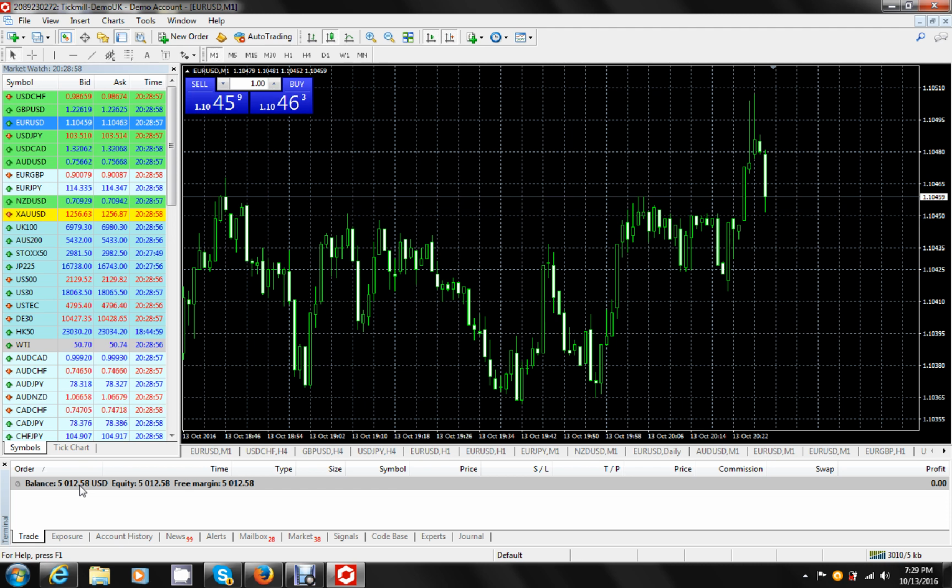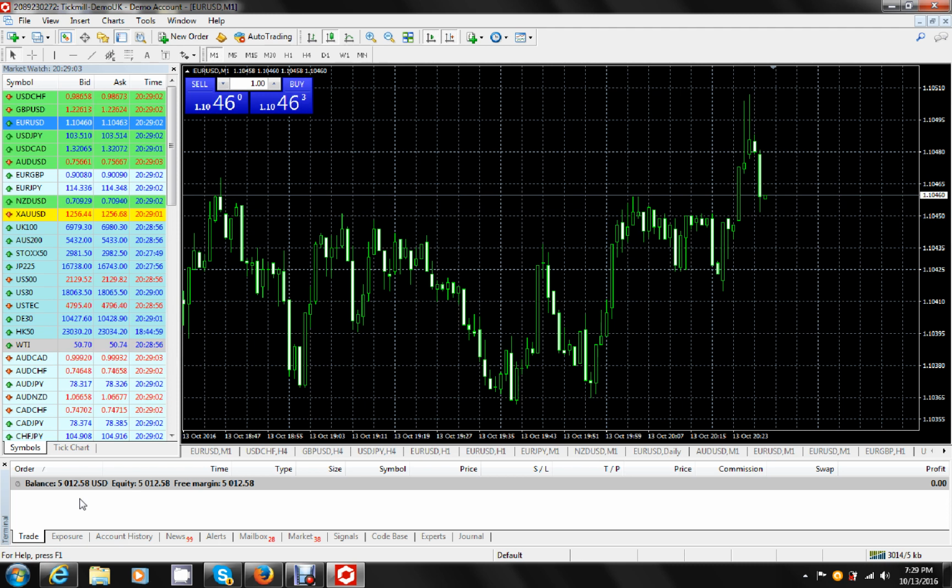So this is my money now. I can actually withdraw that money. I can go to my client area. You remember the client area where you put in your password and your email address.